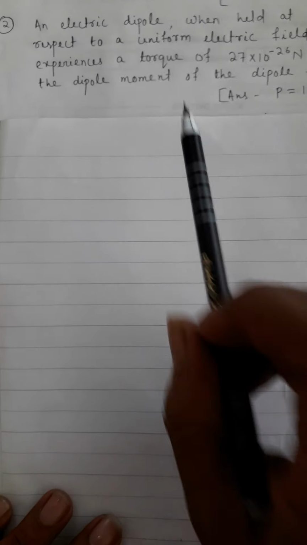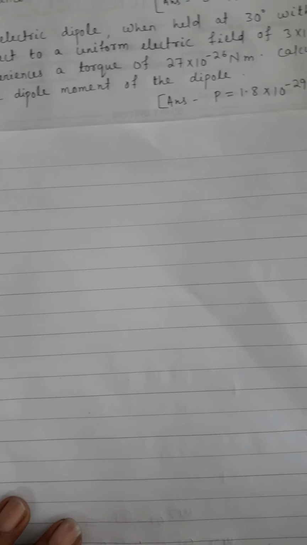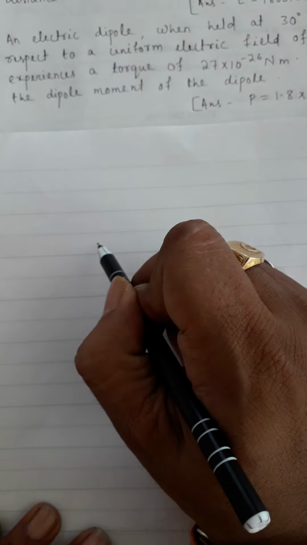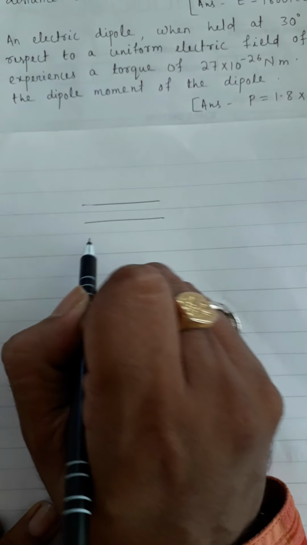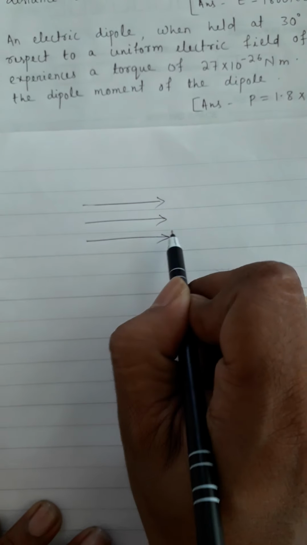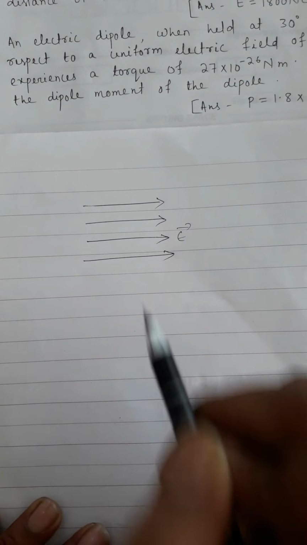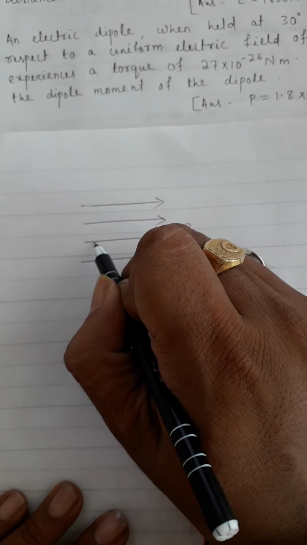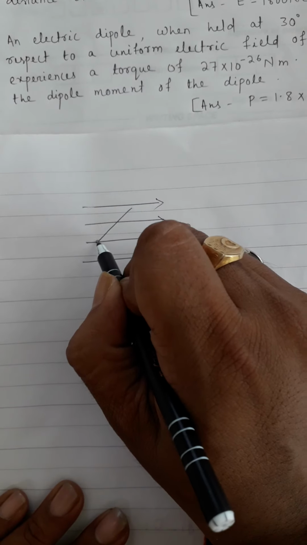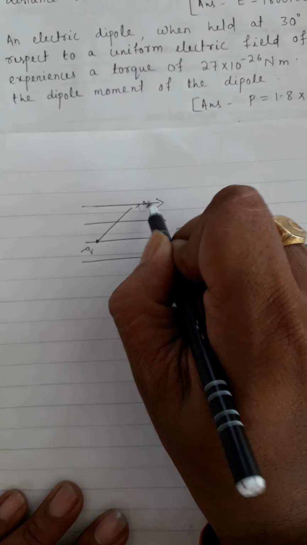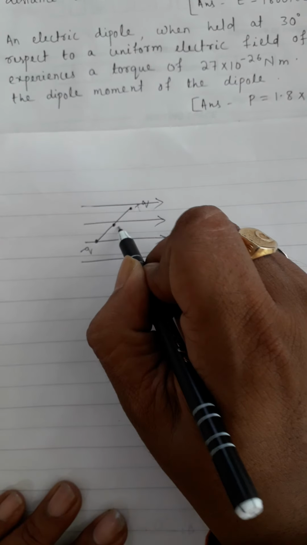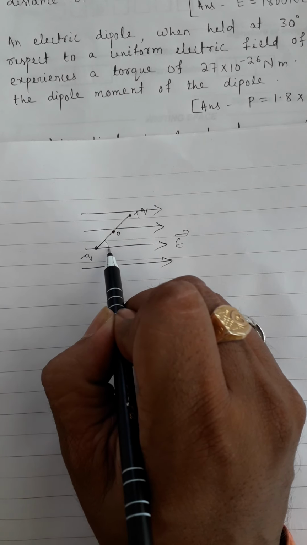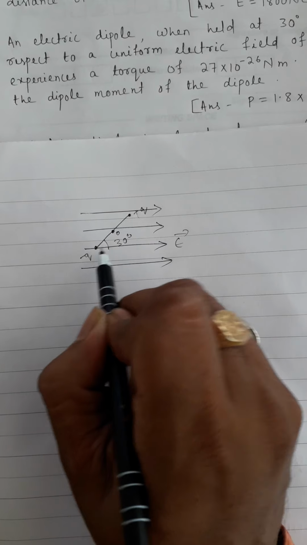Next come to the second one. An electric dipole when held at 30 degree with respect to a uniform electric field. So let's take a uniform electric field E, and the dipole is held at 30 degree with respect to this uniform electric field. Suppose this is the dipole, this is minus q, this is plus q, this is the center of the dipole O, and it makes an angle 30 degree with the uniform electric field.